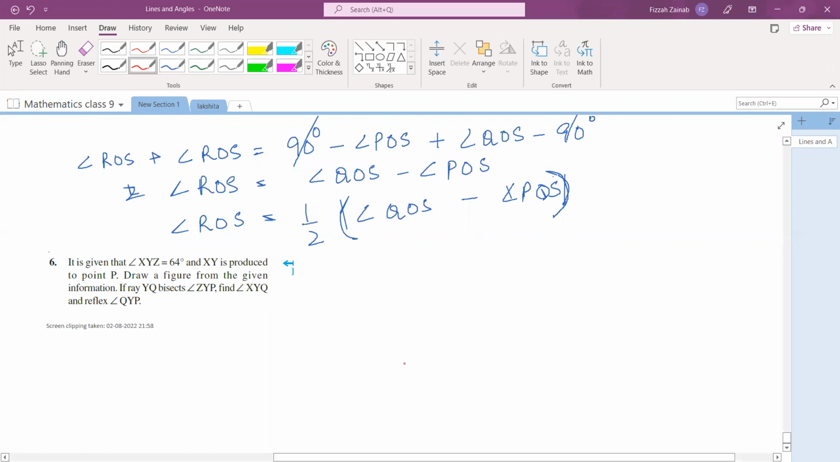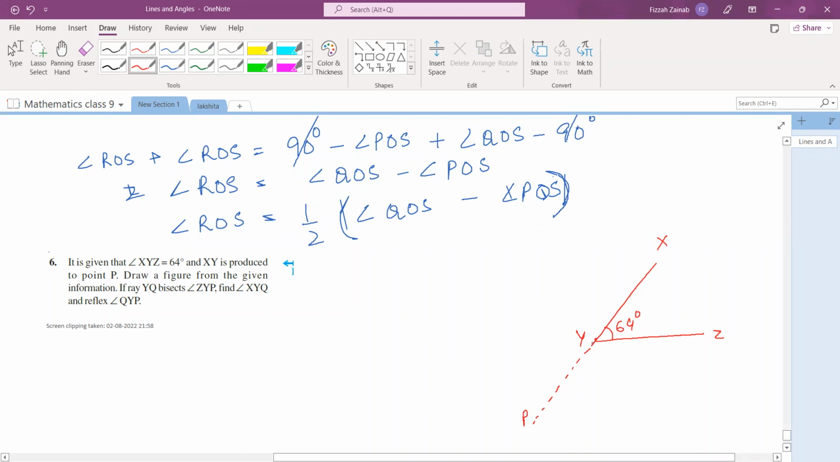So if XY produced to point P, basically you have an angle. First of all, you have some angle, right? Let's say this is X, this is Y, and this is Z. Okay, this angle is 64 degree. Clear? This is given in the question. And XY is produced to point P. So you just produce this XY to some point P, right? Draw a figure from the given information.